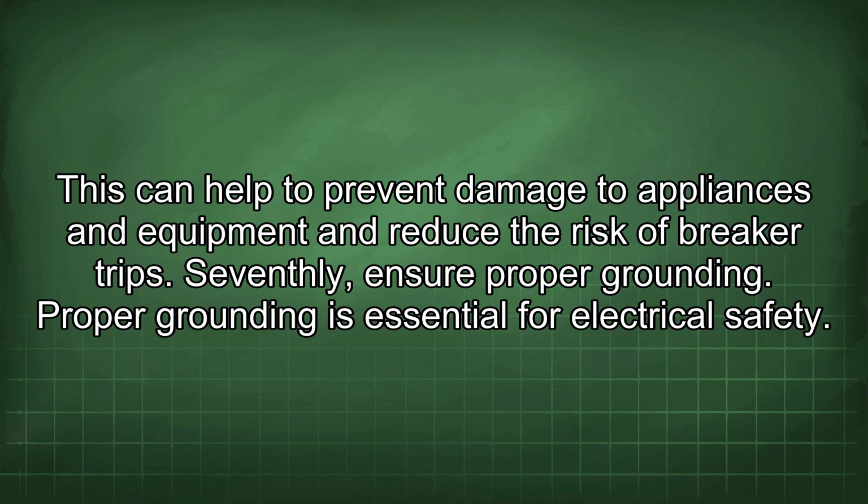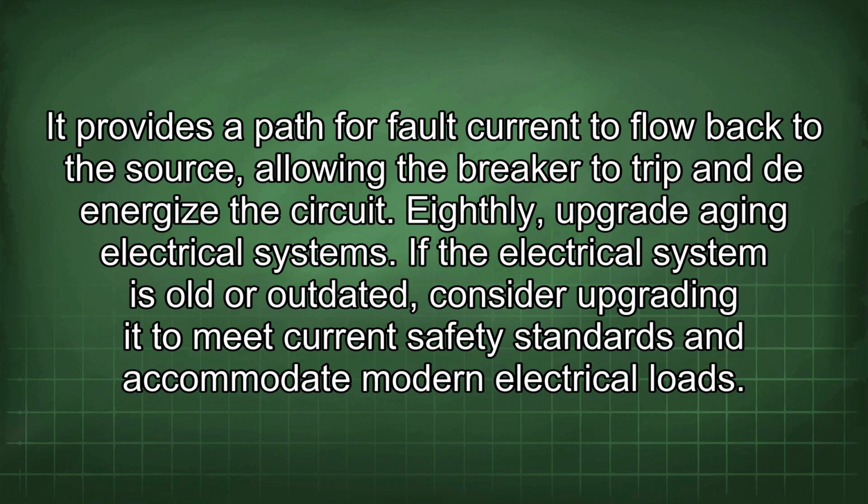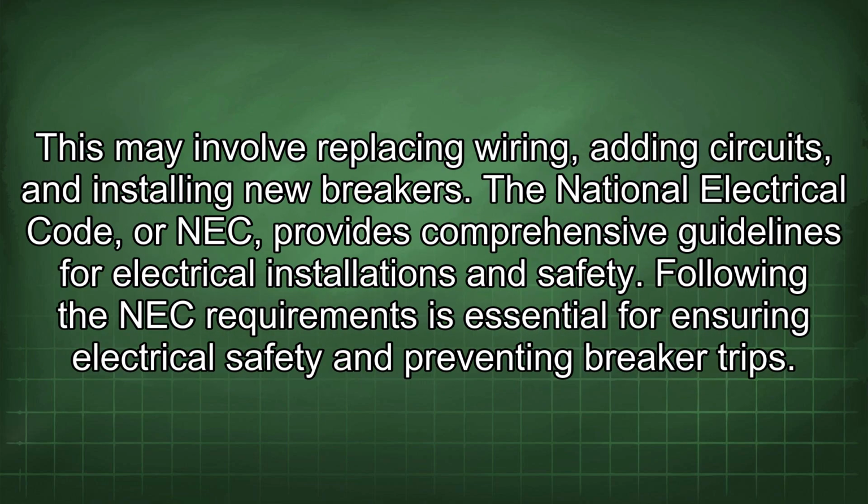Seventhly, ensure proper grounding. Proper grounding is essential for electrical safety. It provides a path for fault current to flow back to the source, allowing the breaker to trip and de-energize the circuit. Eighthly, upgrade aging electrical systems. If the electrical system is old or outdated, consider upgrading it to meet current safety standards and accommodate modern electrical loads. This may involve replacing wiring, adding circuits, and installing new breakers.